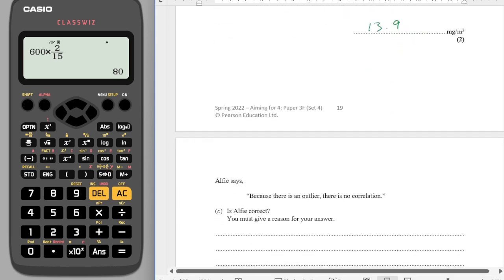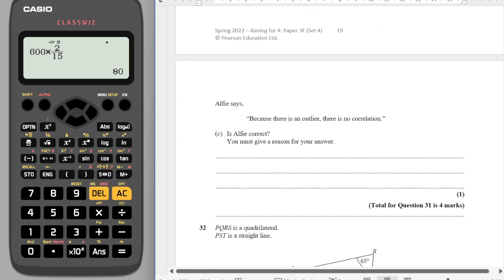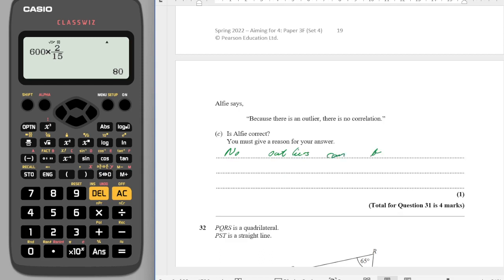And is there a part C? Yeah. Alfie says, because there is an outlier, there is no correlation. Is Alfie correct? You must give a reason for your answer. No. Outliers can be ignored. Let's spell outliers right. Outliers can be excluded or ignored from the normal trend.